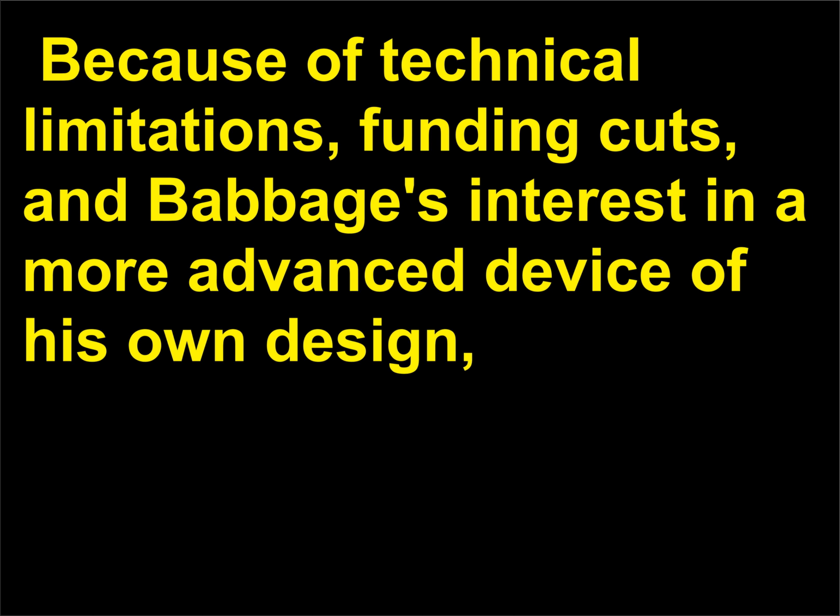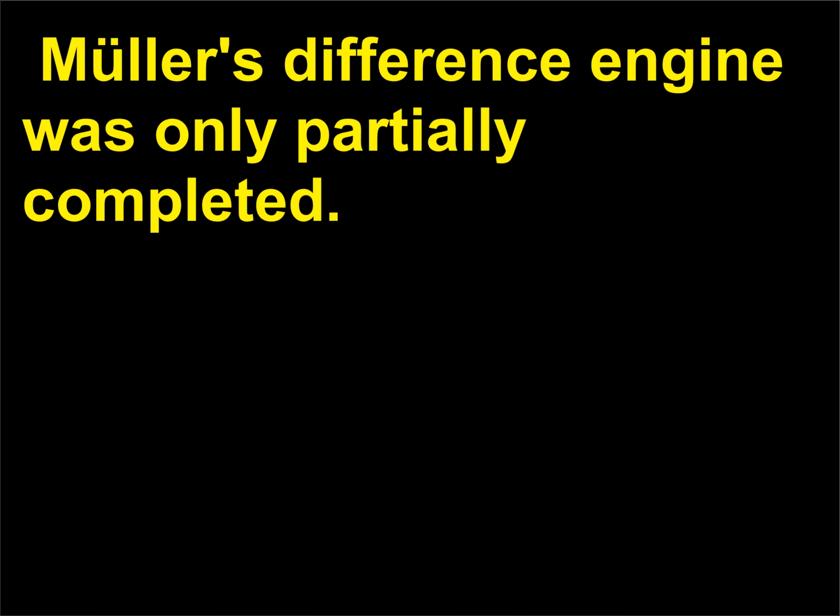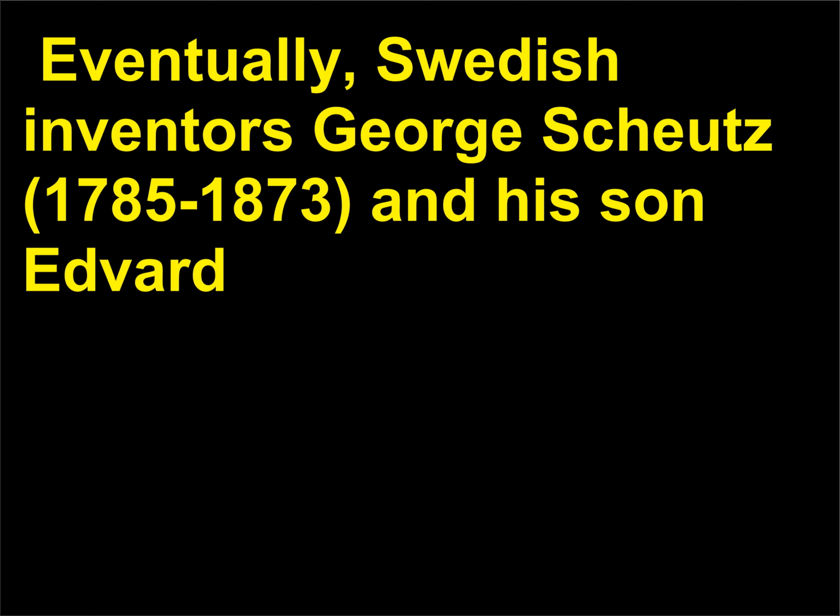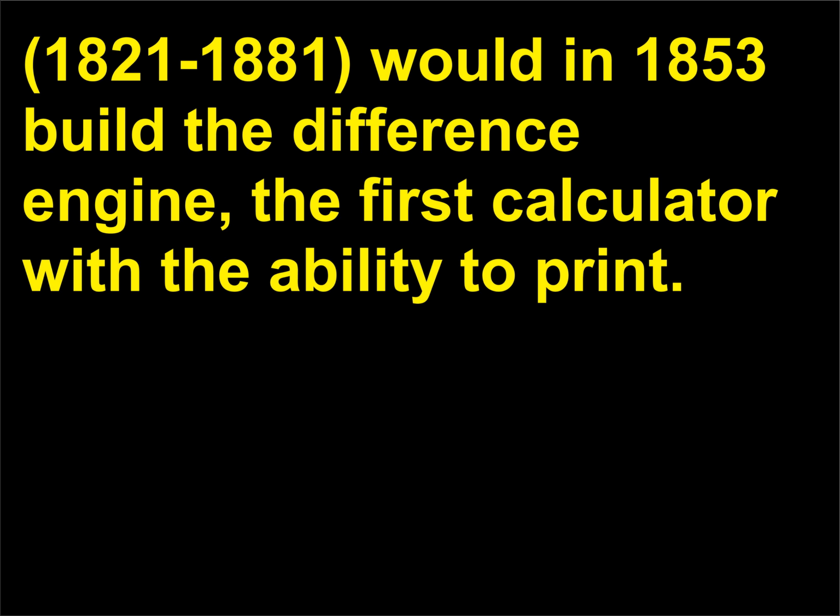Because of technical limitations, funding cuts, and Babbage's interest in a more advanced device of his own design, Müller's difference engine was only partially completed. Eventually, Swedish inventors Georg Scheutz, 1785–1873, and his son Edvard, 1821–1881, would in 1853 build the difference engine, the first calculator with the ability to print.